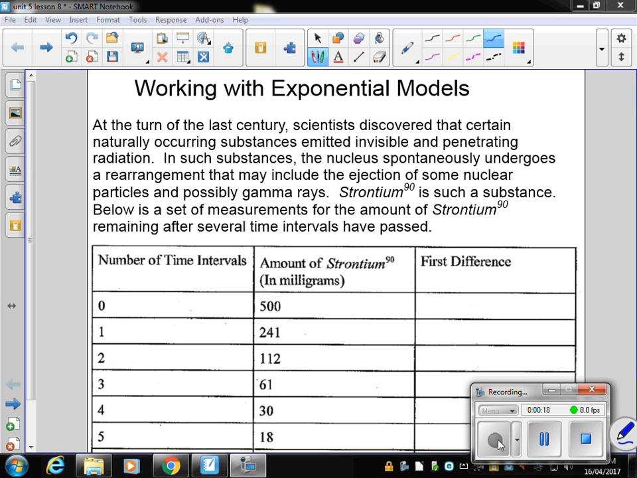At the turn of the last century, scientists discovered that certain naturally occurring substances emitted invisible and penetrating radiation. In such substances, the nucleus spontaneously undergoes a rearrangement that may include the ejection of some nuclear particles and possibly gamma rays. Strontium-90 is such a substance. Below is a set of measurements for the amount of strontium-90 remaining after several time intervals have passed.